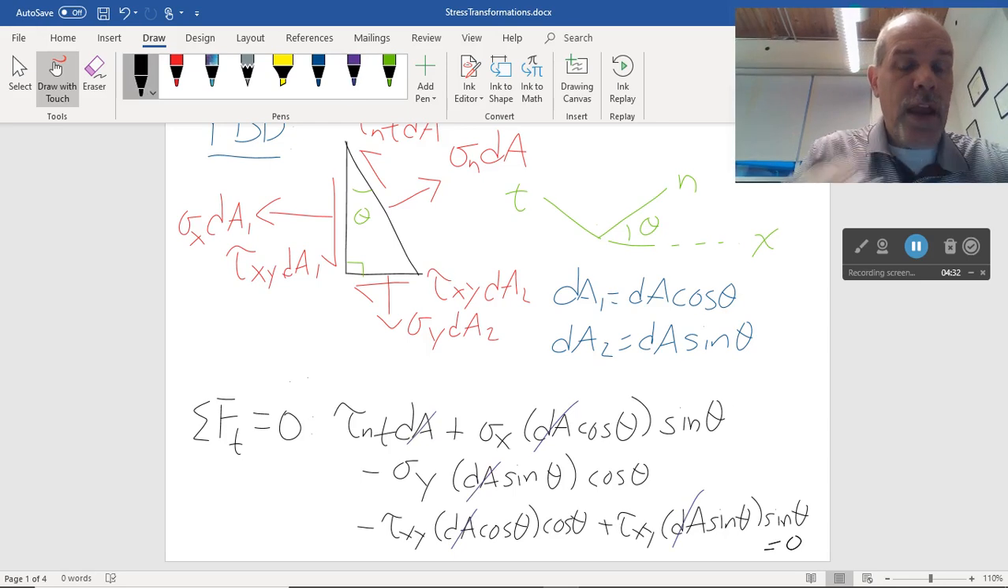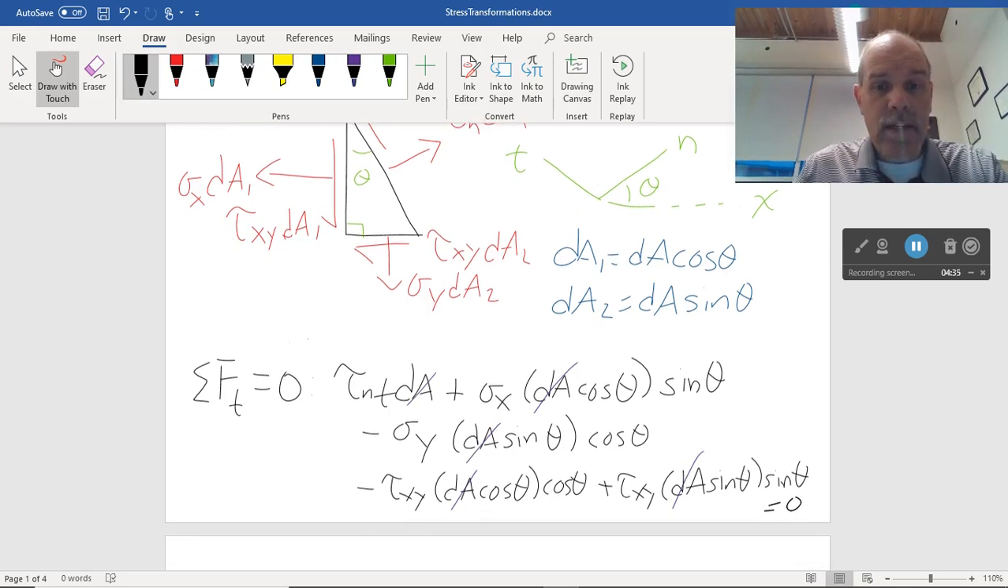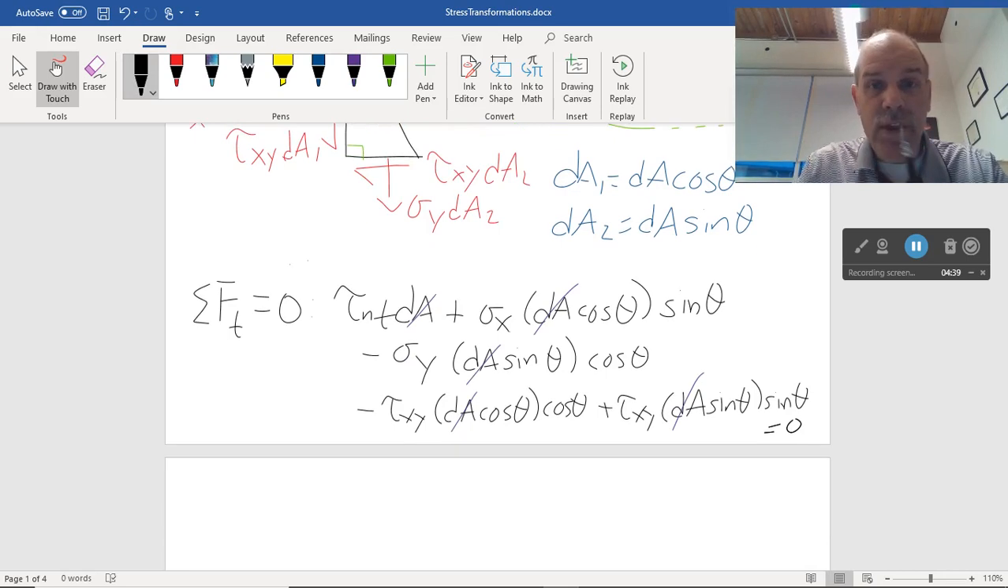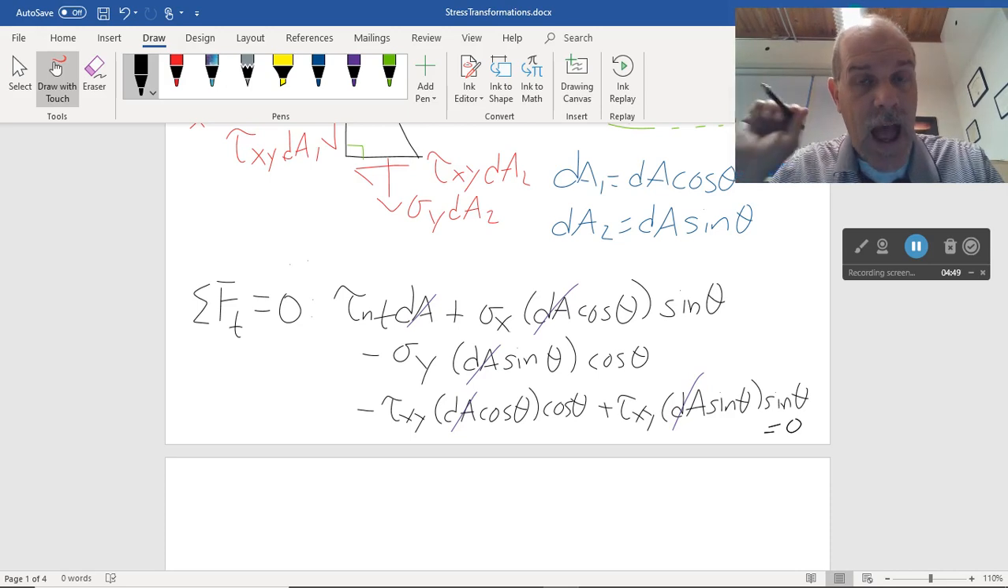Wonderful. Now what I'm going to do is put tau nt by itself, and bring everything else to the other side. I'm going to leave this. I want you to notice this right now. Sigma x and sigma y both multiply the same thing. They both multiply sine theta, cosine theta. I'm going to leave that as sigma x minus sigma y.